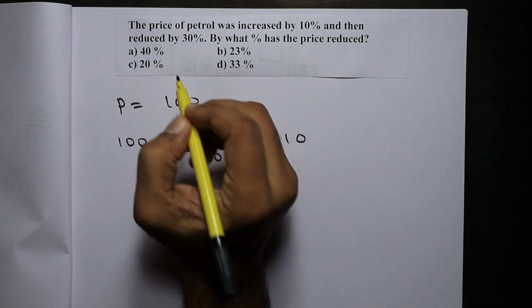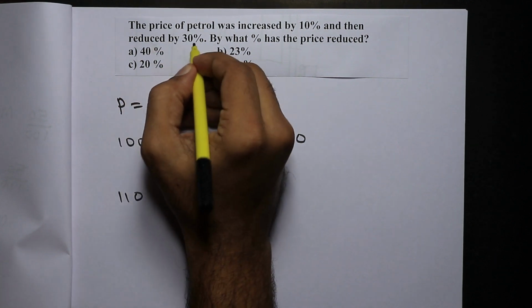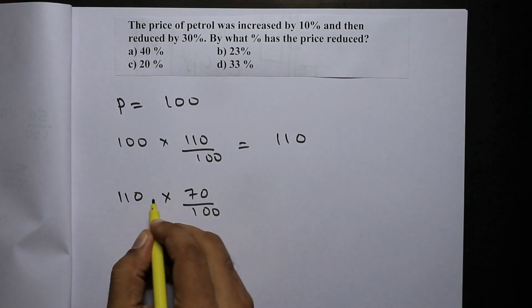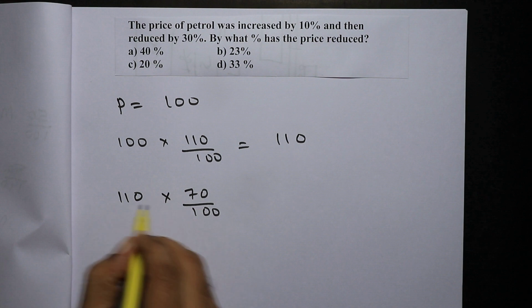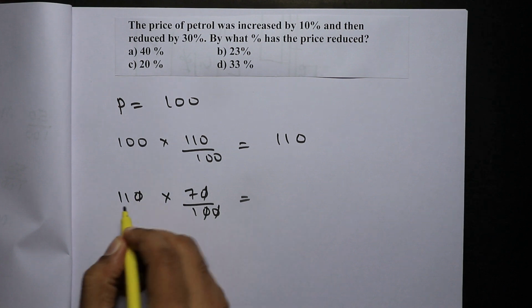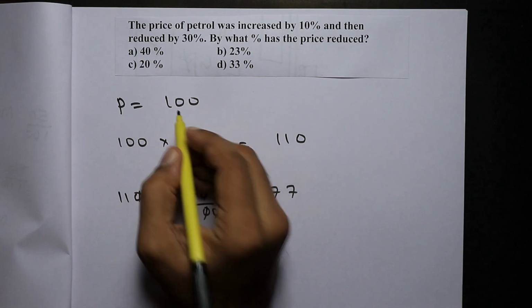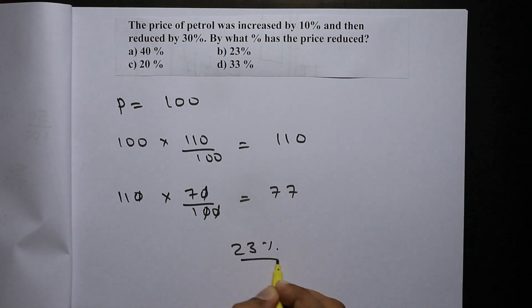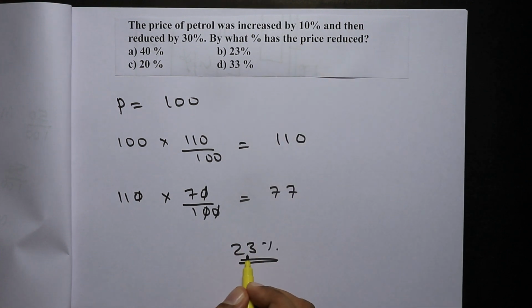And then it was reduced by 30%. So now the value is 110. It has been reduced by 30%, which means that the new price is only 70% of this value, because it was reduced by 30%. So now it is only 70% of this. So let us calculate the value. I will cancel out 10 here, 10 here also. So 11 into 7, it will be 77. So originally it was 100 and now it has become 77. So effectively there's a 23% reduction. So by what percent has the price reduced? It has reduced by 23%, option B.